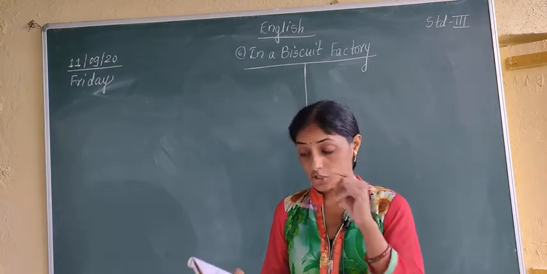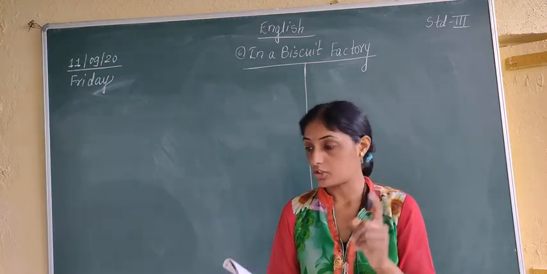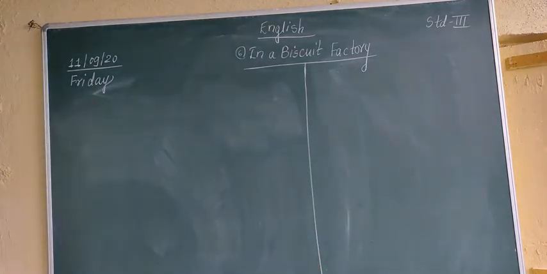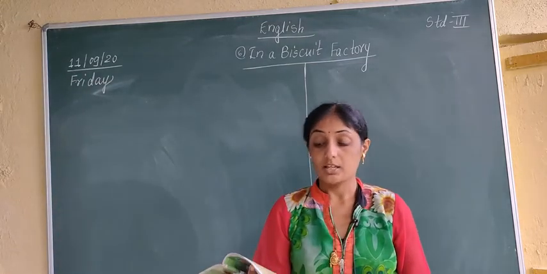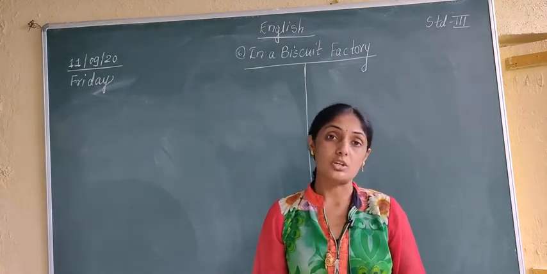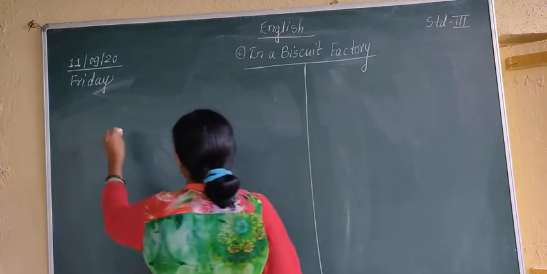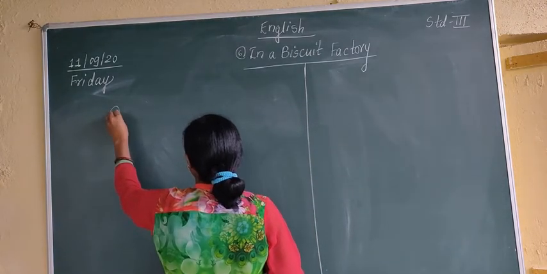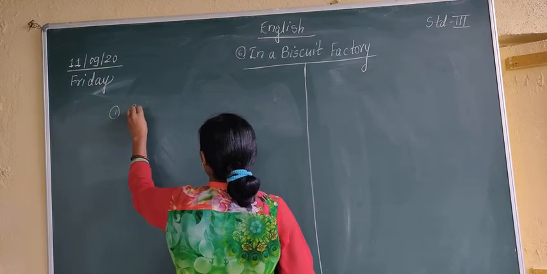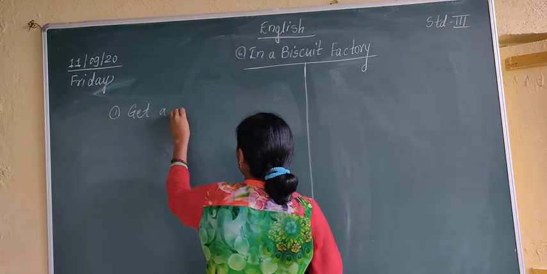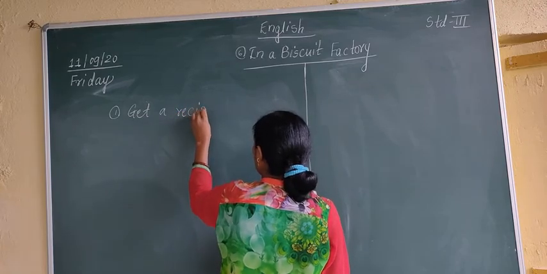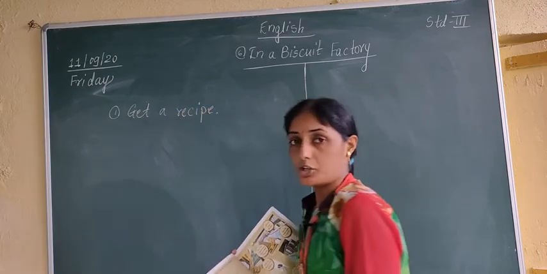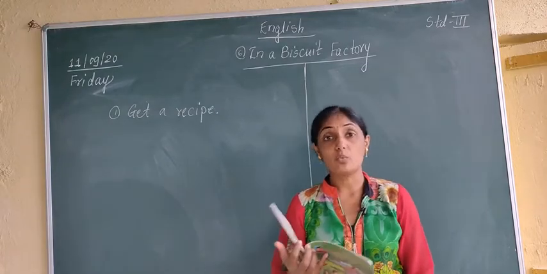Now your first thing, which we do in a factory, is to get a recipe. What is the first thing? Get a recipe. Understood?